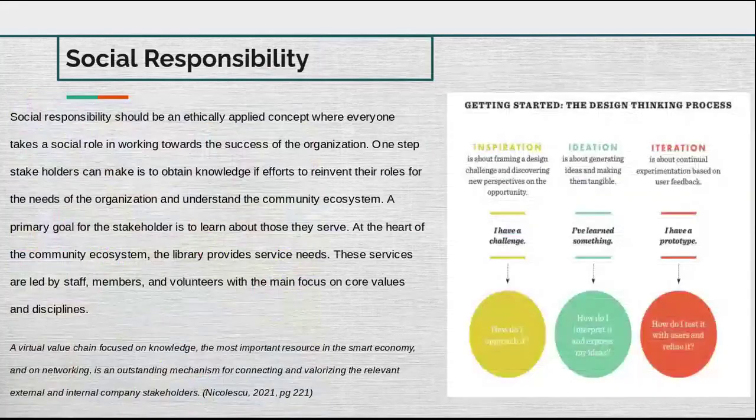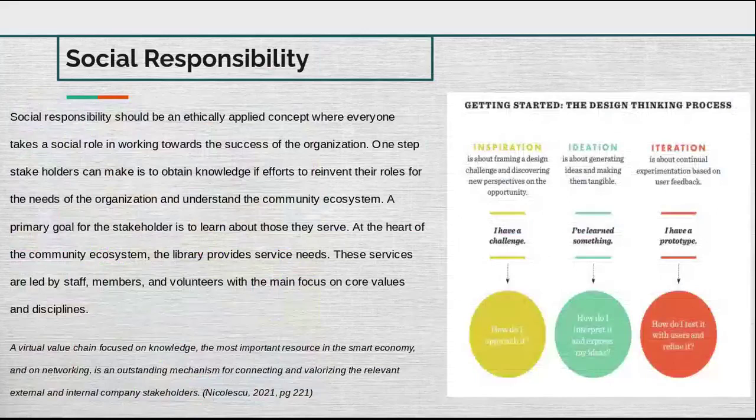Social responsibility. Social responsibility should be an ethically applied concept where everyone takes a social role in working towards the success of the organization. One step stakeholders can make is to obtain knowledge in efforts to reinvent their roles for the needs of the organization and understand the community ecosystem. A primary goal for the stakeholder is to learn about those they serve. At the heart of the community ecosystem, the library provides service needs. The services are led by staff, members, and volunteers with the main focus on core values and disciplines.